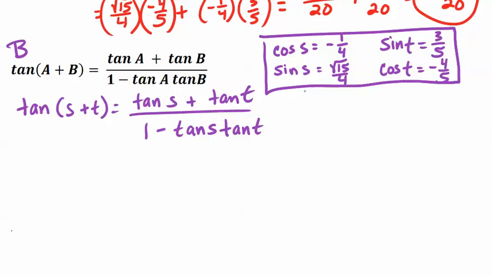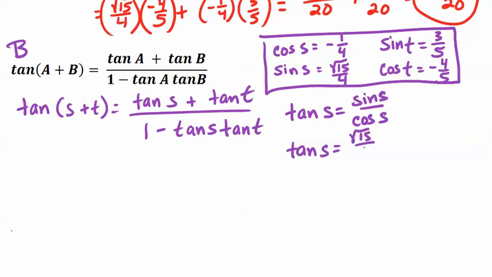So if we know the sine and the cosine of an angle, then don't we know its tangent? Because tangent is the ratio of sine over cosine. So if we want to find the tangent of angle S, we will get the square root of 15 over 4 divided by the cosine, negative 1 over 4. And of course the fourths are going to cancel. So our tangent of angle S will be negative square root of 15.